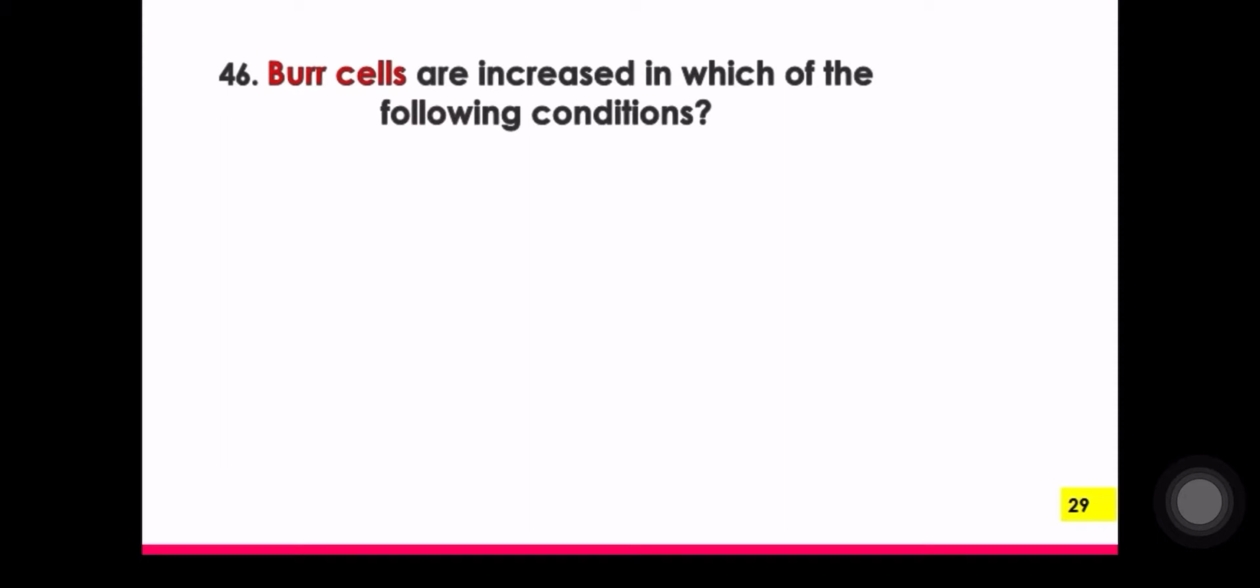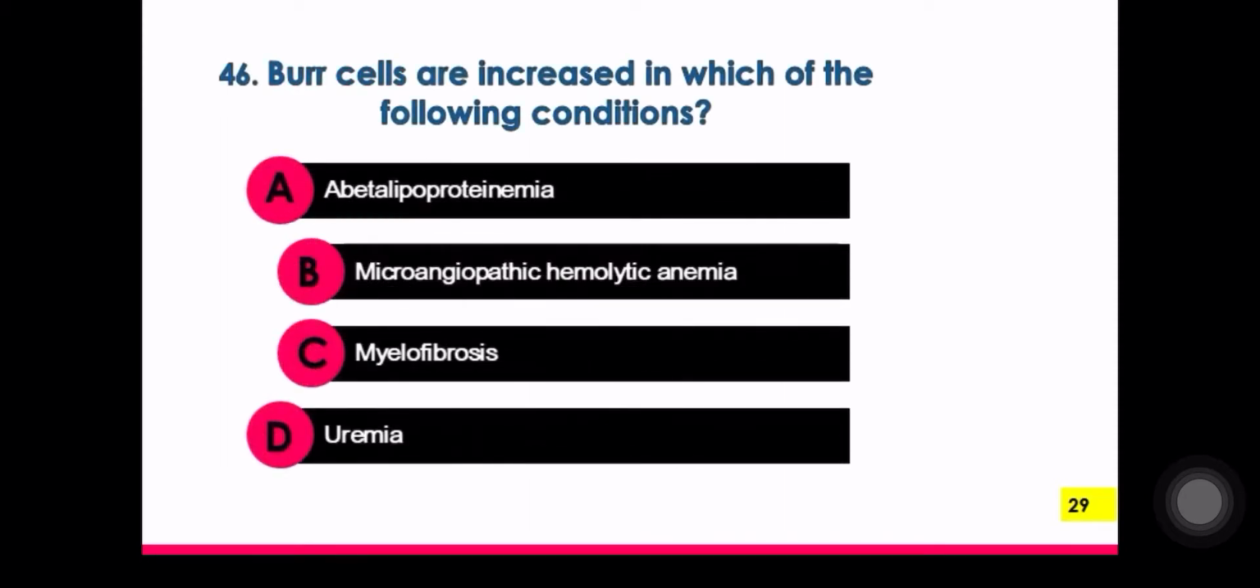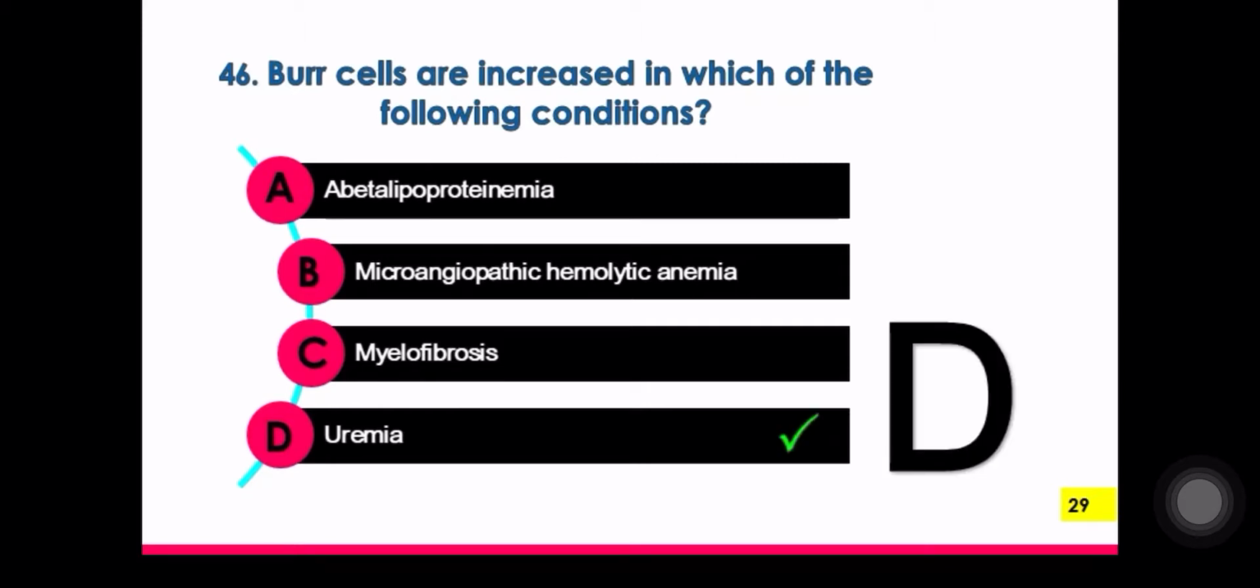Next, Burr cells are increased in which of the following conditions? Is it letter A, abetalipoproteinemia, letter B, microangiopathic hemolytic anemia, C, myelofibrosis, or letter D, uremia? Again, Burr cells are increased in which of the following conditions? The correct answer is letter D, uremia.